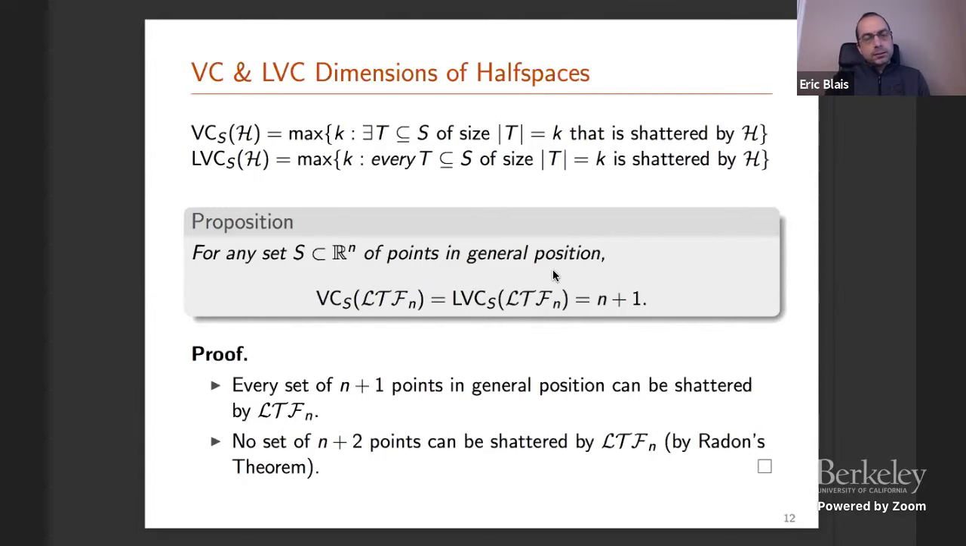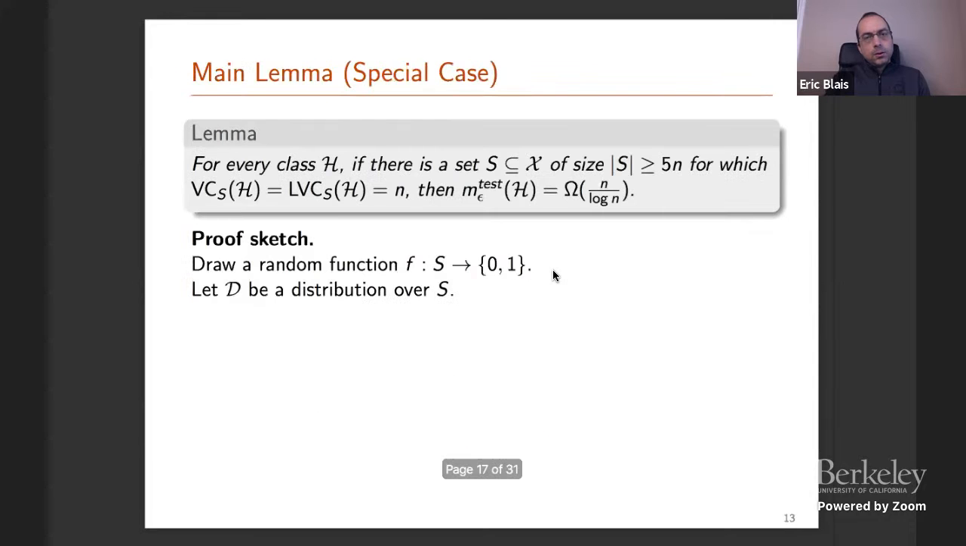Okay, but why does this help us? What I'm going to claim now is that just knowing that the VC dimension is the same as the LVC dimension for a large enough subset S is enough to give me a really strong lower bound on the testing sample complexity for half spaces.